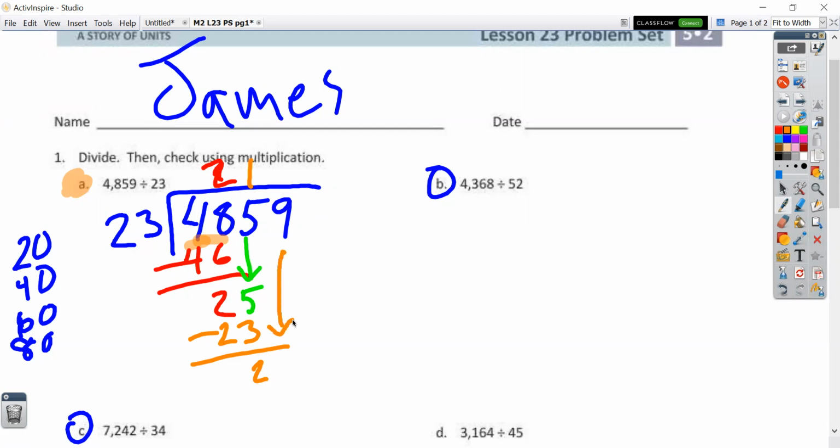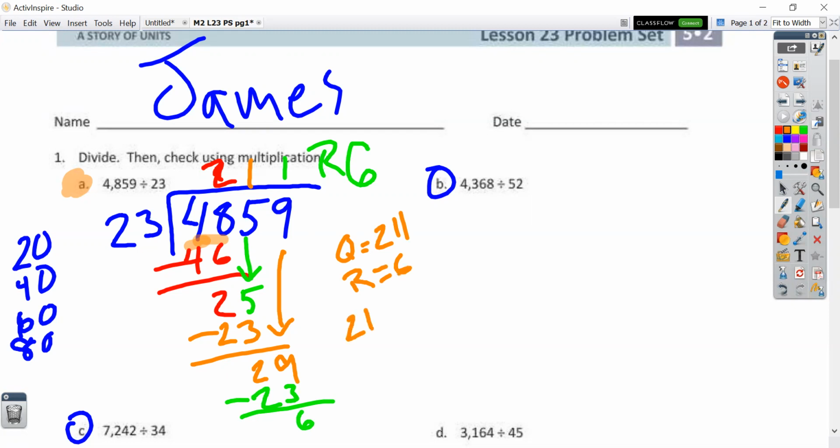Now I can bring down the 9 ones, and now we're working with 29 ones. And 29 is larger than 23, so again, I know that I can take at least one equal group out of it. And if I take one equal group out of it, I'm left over with 6 remaining ones. There are no more digits in the dividend to work with, so that tells me that we are done. Our quotient is 211. Our remainder is 6. And if we were looking at that as a fraction, it would be 211 with 6 over 23.